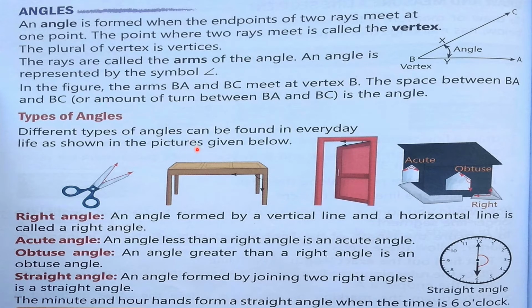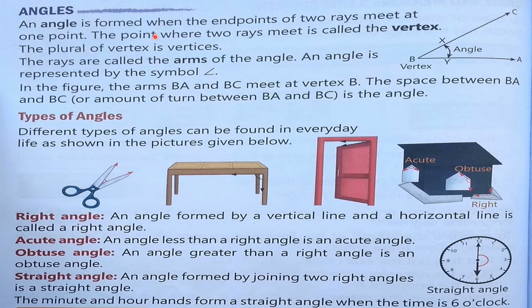Hello everyone, we are reading chapter 8, that is geometry. In the last class we have learned how to draw a line and how to measure a line with the help of a ruler. Okay, and today we will learn angles. Okay, what do you mean by angles?